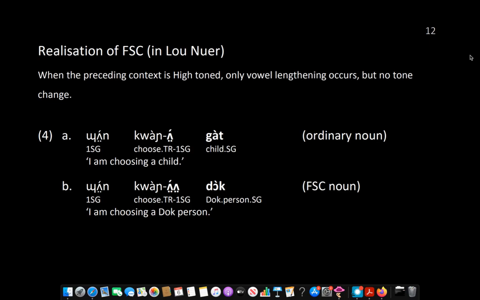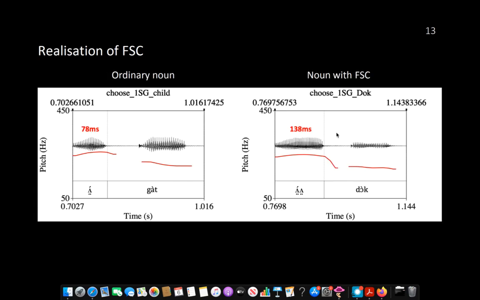We can hear that the vowel sounds longer before the noun with FSC than before the ordinary noun, but there is no audible tonal effect. Here is the phonetic representation of the relevant parts. We can see that the vowel is short in duration before the ordinary noun, and it is longer before the noun with FSC. As for the tone, we can see that in both panels, the F0 is high level. Hence, I say that in the context where the preceding vowel is high-toned, there is no tone change as the result of FSC.